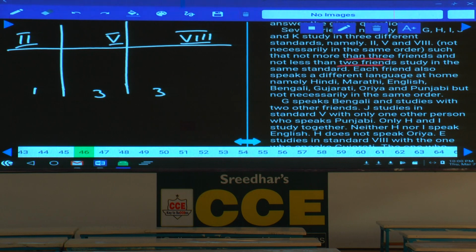That means what is the possibility we have? The possibility we have is that in 2 of the classes there are 2 and 2, and in 1 of the classes it will be 3. Hence if you are able to identify in which class there are 3 persons studying, then in the remaining 2 classes there must be exactly 2 and 2. Are you following this one or not?